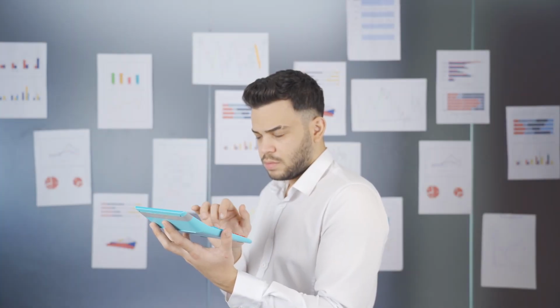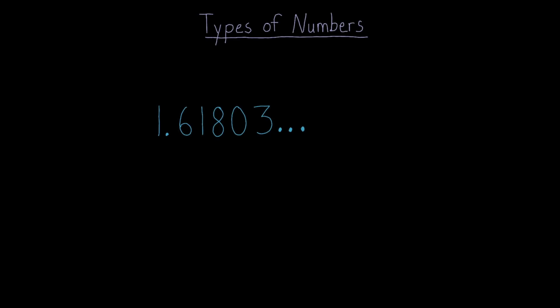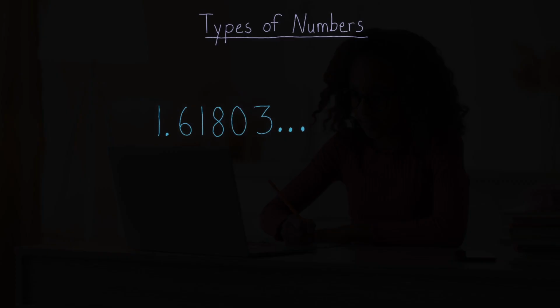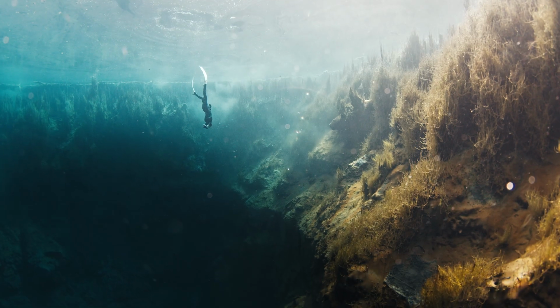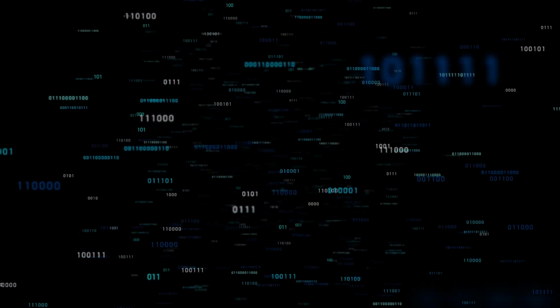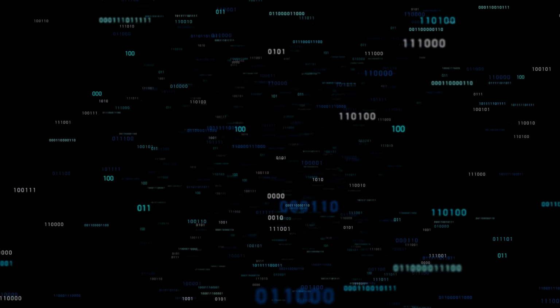Have you ever tried dividing a number and it resulted in a value that never ends, like 1.61803? What kind of number is that? In this lesson, we're diving into the weird, wonderful world of numbers that go beyond natural, whole, and integers.